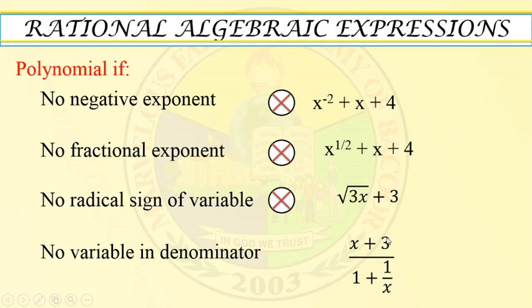Like for example, 1 plus 3 over 1 plus 1 over x. So ang sinasabing no variable in denominator ay ito. Wala dapat variable dito sa ating denominator. Okay? So yan yung mga dapat nating tandaan para ma-determine natin or ma-identify natin kung siya ba ay isang rational algebraic expression or not.